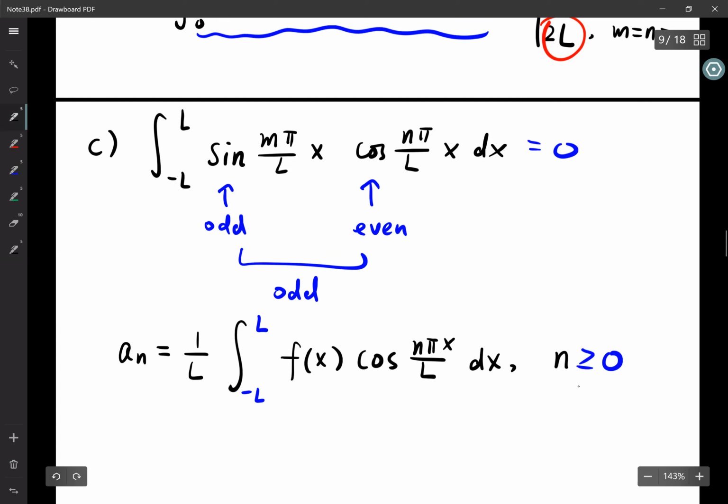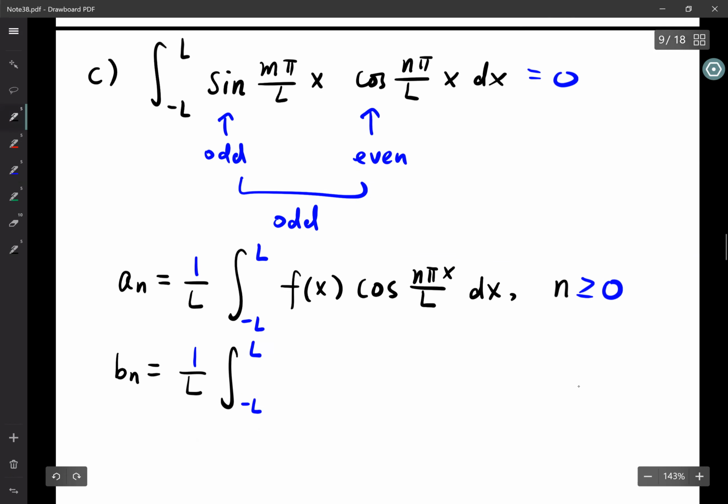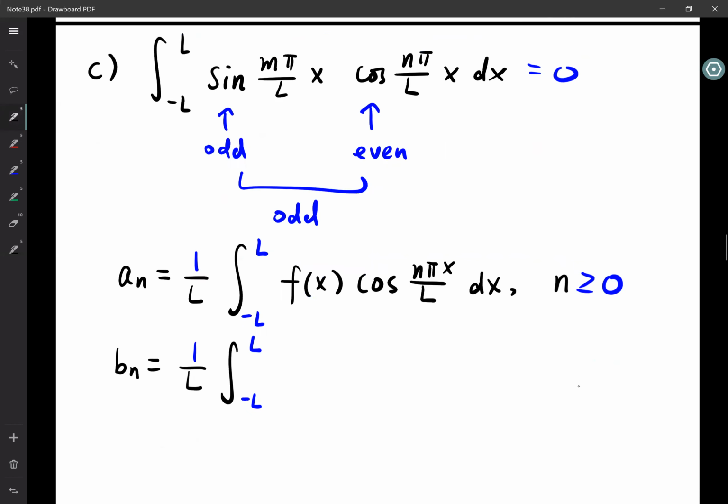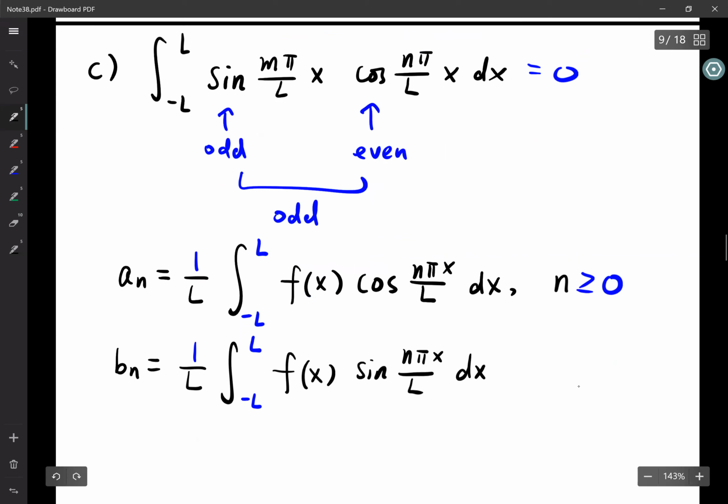And b_n is again, let me also stress, 1 over L, and this is again integrating from minus L to L. The blue is to indicate the difference from the sine and the cosine transformations respectively. And here n starts from 1. Any question?